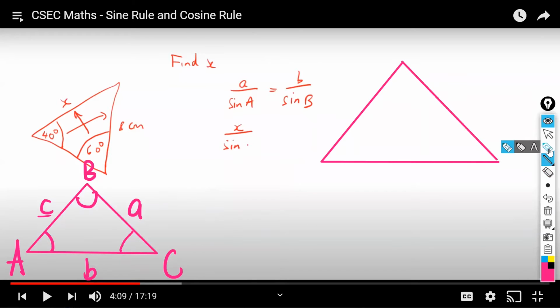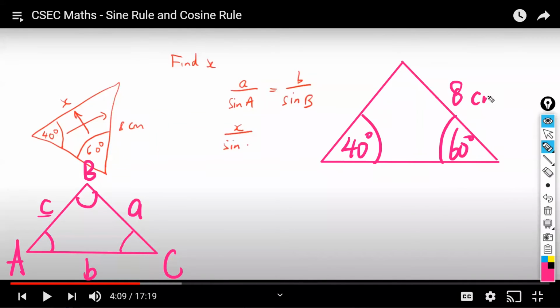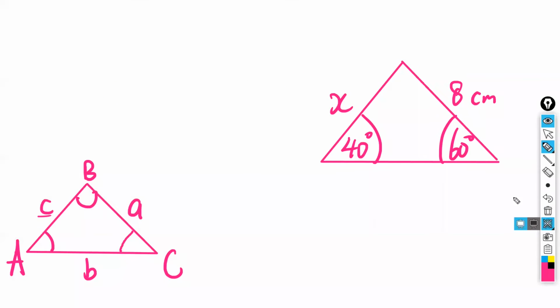Don't worry, guys. It's not really that difficult still. People make this thing look hard, but it's really not that hard. 40 degrees, 60 degrees, right? And over here is 8 centimeters, and over here is X. Cool. So let's use that.